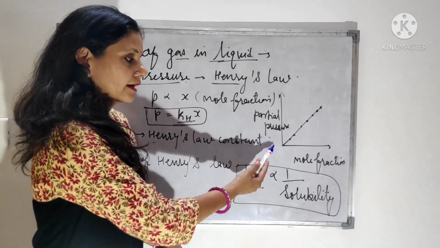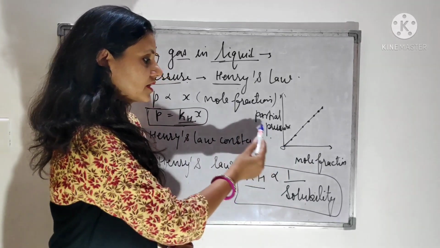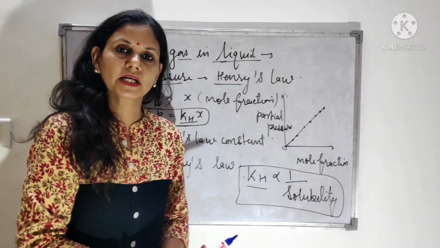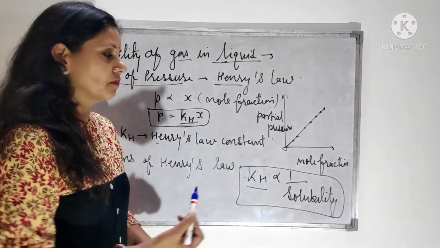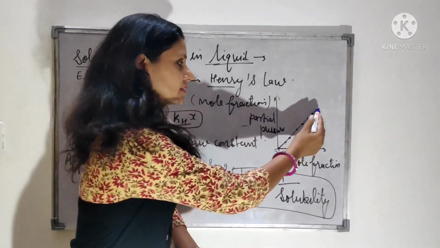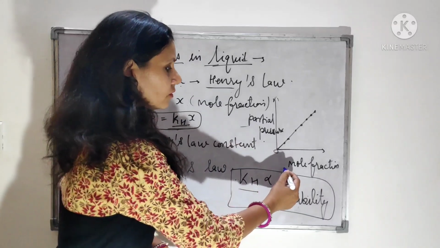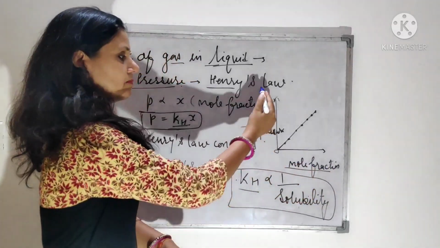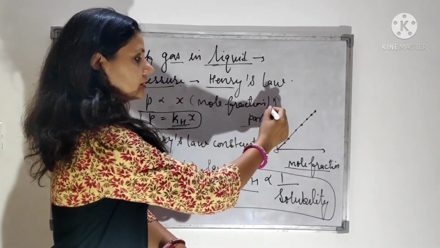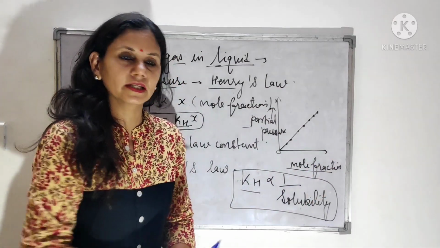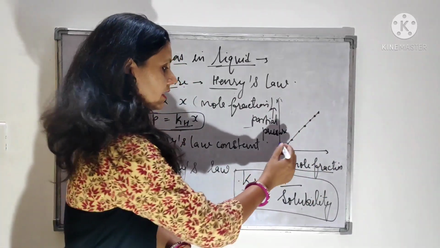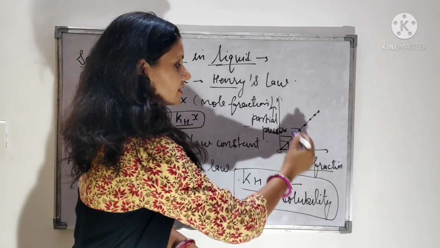If we plot a graph between partial pressure and mole fraction, that will be a straight line graph started from the initial point 0. So mole fraction will increase when partial pressure is increasing. This is increasing and mole fraction is also increasing. So this is a straight line graph.